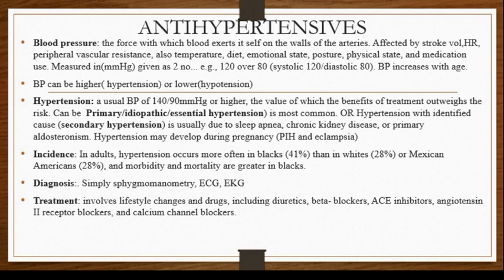When we say hypertension, it refers to a sustained elevation of a resting systolic blood pressure, which is either more than or equal to 140 millimeters of mercury, as well as a diastolic blood pressure, which is more than or equal to 90 millimeters of mercury, or the two of them increasing at the same time. But I like this definition very well, which is a usual blood pressure of 140 over 90 millimeters of mercury or higher, the value at which the benefits of treating outweigh the risk.